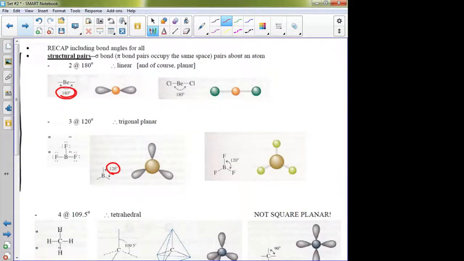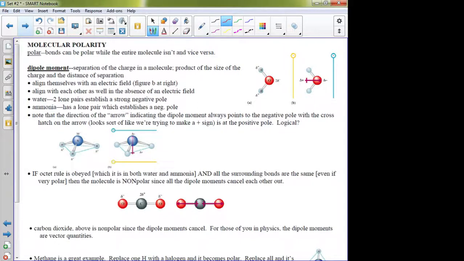Thank you. All right, we already did the recap, so now let's move on to molecular polarity. We've already talked about how I know if I classify a molecule as polar, that means the electrons aren't what? Shared equally. If I say that the molecule is nonpolar, that means the electrons are shared equally. Now we have what we call a dipole moment, which is a separation of the charge in a molecule. That just means I'm going to end up with a negative end of the molecule and a positive end of the molecule.